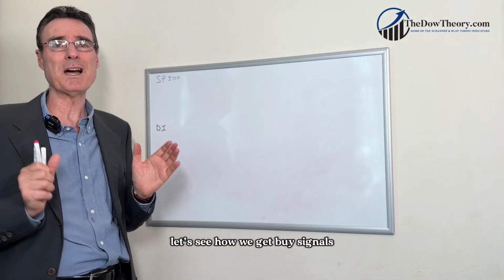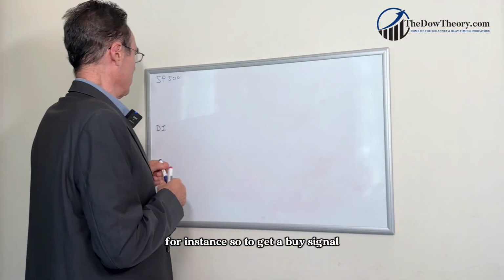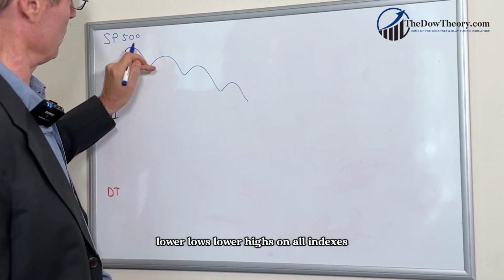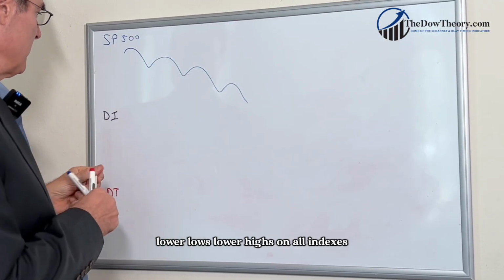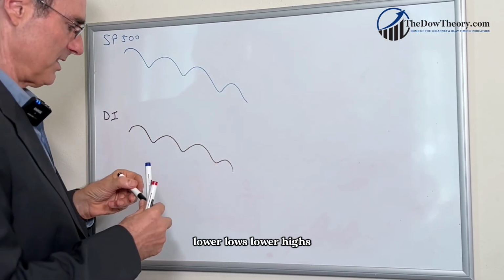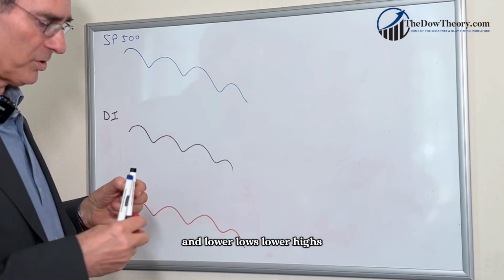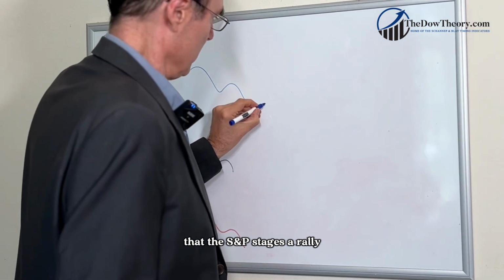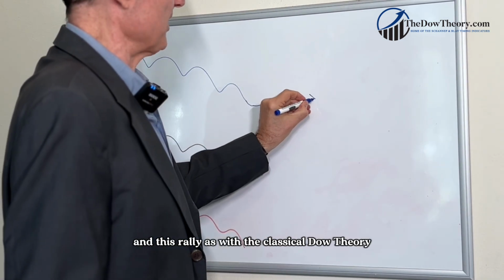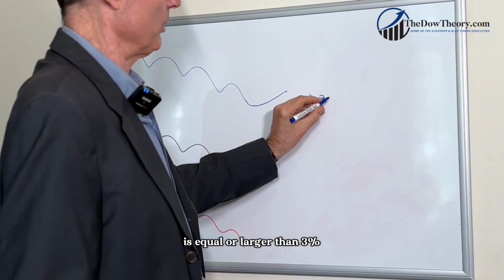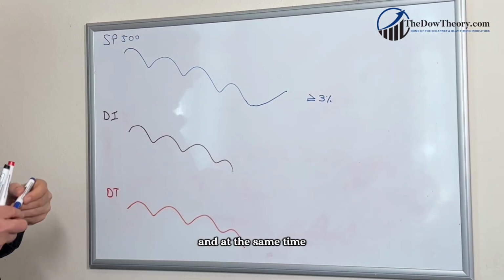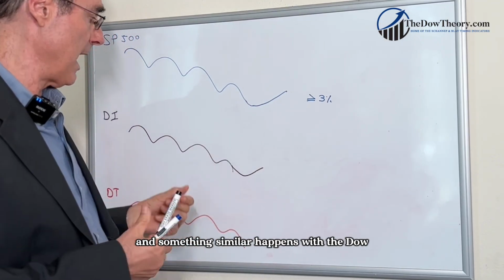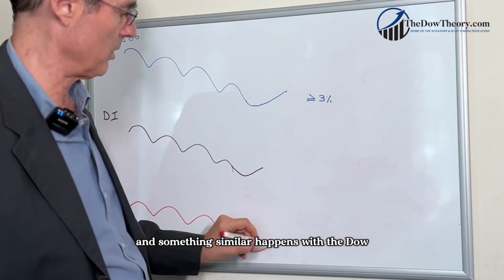Let's see how we get buy signals, for instance. To get a buy signal, it means that we are in a bear market, lower lows, lower highs, on all indexes. Then, let's imagine at some point that the S&P stages a rally, and this rally, as with the classical Dow theory, is equal or larger than 3%. And at the same time, something similar happens with the Dow Industrials, and something similar happens with the Dow Transportation.